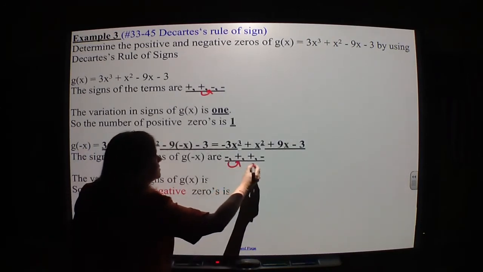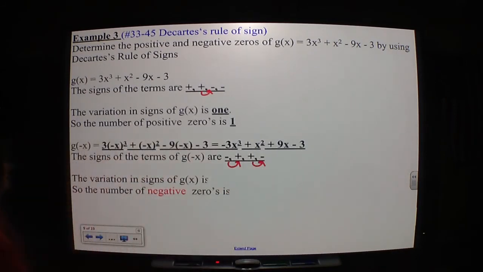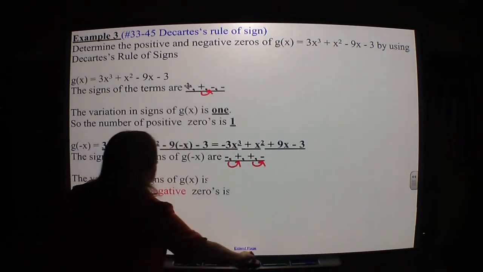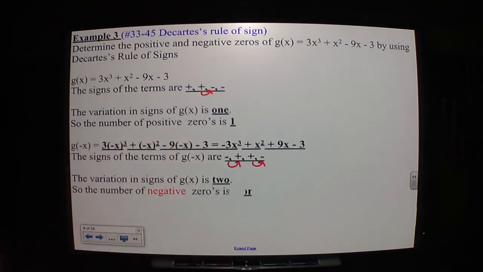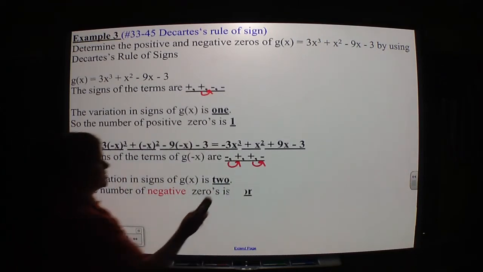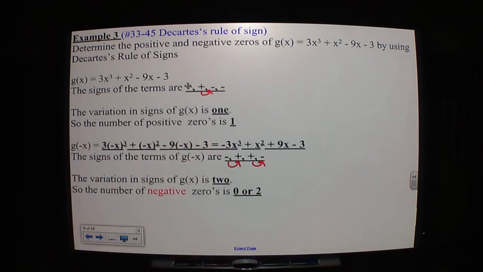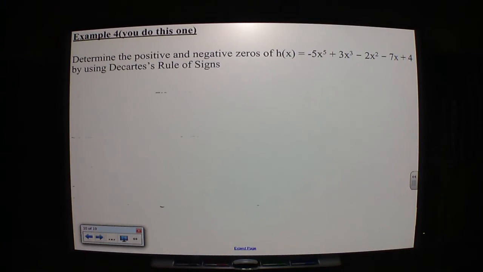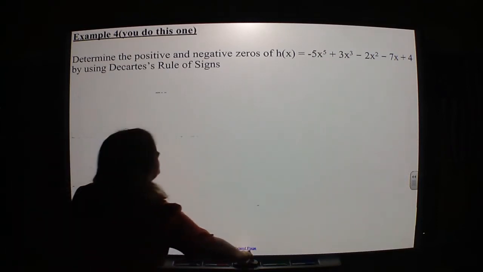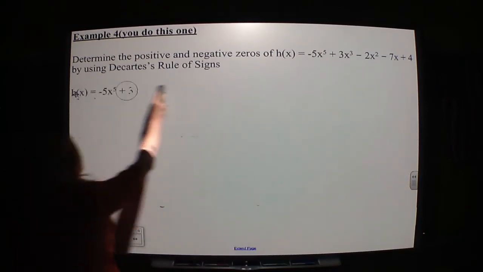So here's a change in sign, and here's a change in sign. So the number of variations is 2. So the number of negative zeros is either 2 or 2 minus 2, which is 0. So 0 or 2. And that's how Descartes' rule of signs works. You try this one, pause it, try it yourself. So using Descartes' rule of signs, let's see if you got it right.